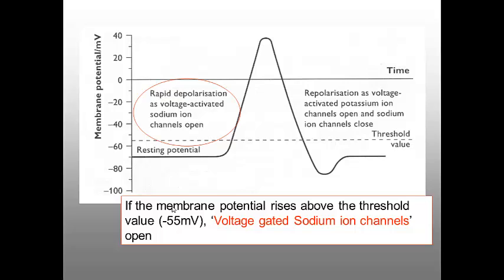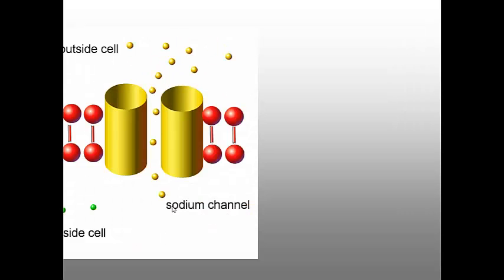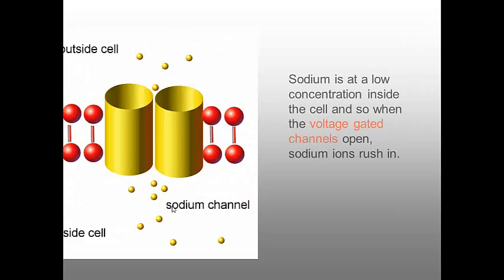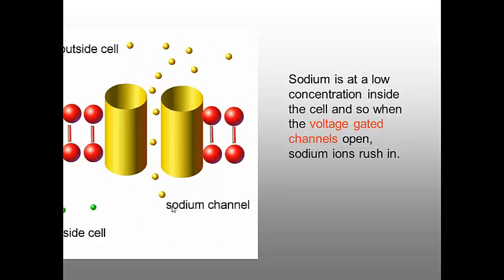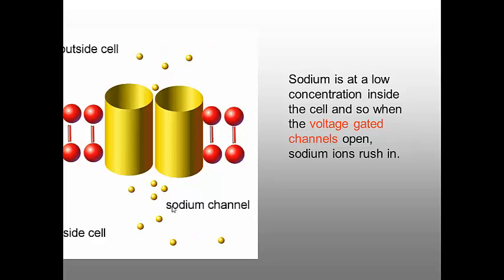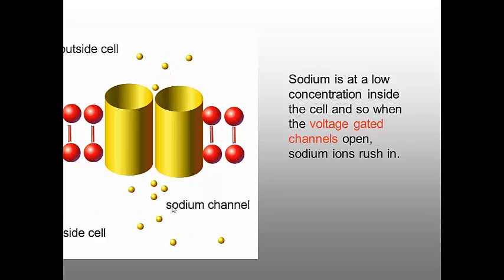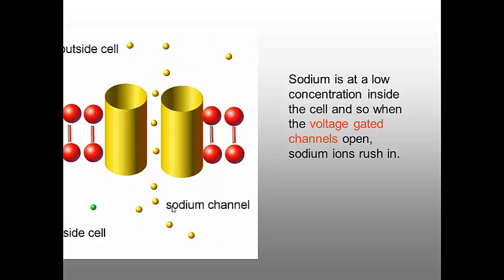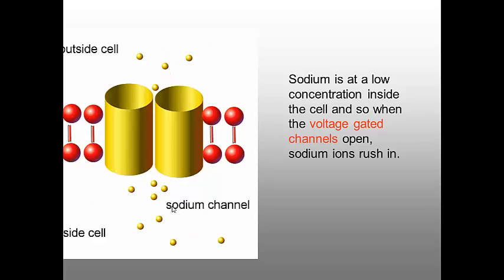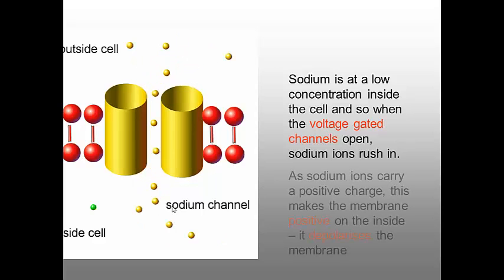We don't have sodium metal going around in our cells, in our extracellular fluid. That would be dangerous. And they are voltage-gated. So the membrane potential rises, we get over threshold value, and this is what happens. We've got sodium ions at a low concentration inside the cell, and so we open up our voltage-gated channel, and what's going to happen? Na+ floods in by facilitated diffusion down that concentration gradient, that electrochemical gradient.